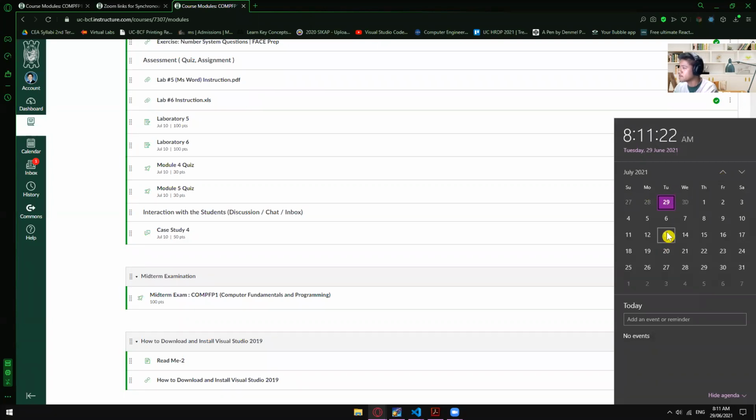If we can finish everything as early as we can, and most of you are already done with the activities, then maybe we can have your midterm exam this coming July 10th. The earlier the better, so that in case there are others who won't be able to take the midterm exam, they still have the chance to take it this coming Tuesday, July 13th. Are we clear so far with that?